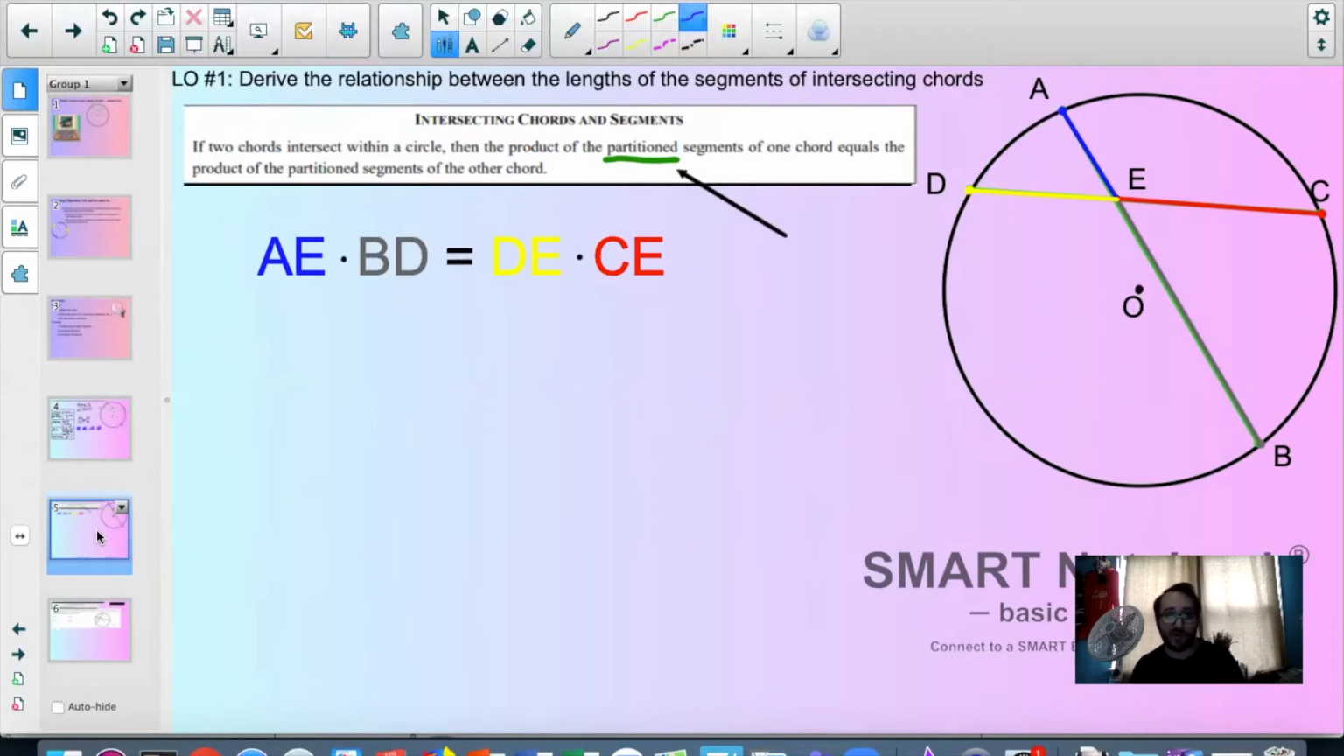Partitioned is a fancy word for kind of like a cut. Doesn't mean in half, it just means to cut, or to break into a piece. But let's use cut because that's a more basic word, I guess. So if two chords intersect, so this chord and this chord intersect, their cut pieces, if you multiply them together, equals the other two cut pieces. So it's like the blue piece times the gray piece equals the yellow piece times the red piece. So we just derived, or we really discovered, that relationship. So let's do an example.